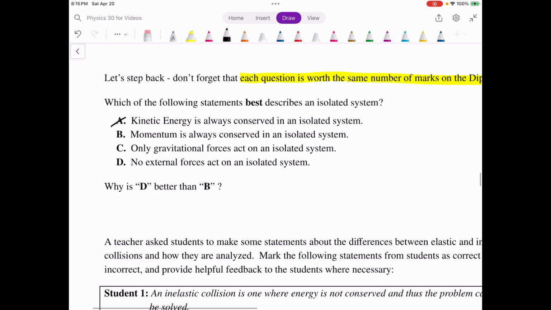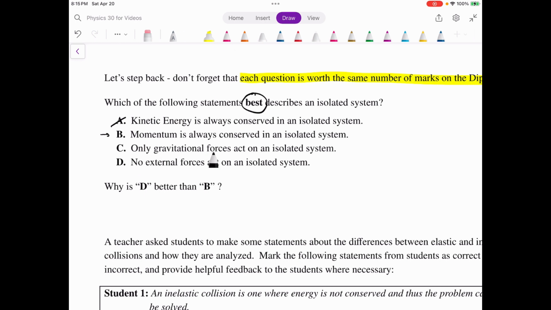Okay. B, momentum is always conserved in an isolated system. Now that's pretty good. That is true. Momentum is always conserved in an isolated system. But always read every option, especially where it says best. That usually means that a couple of things will be true here, but they might not be the best way to say it.